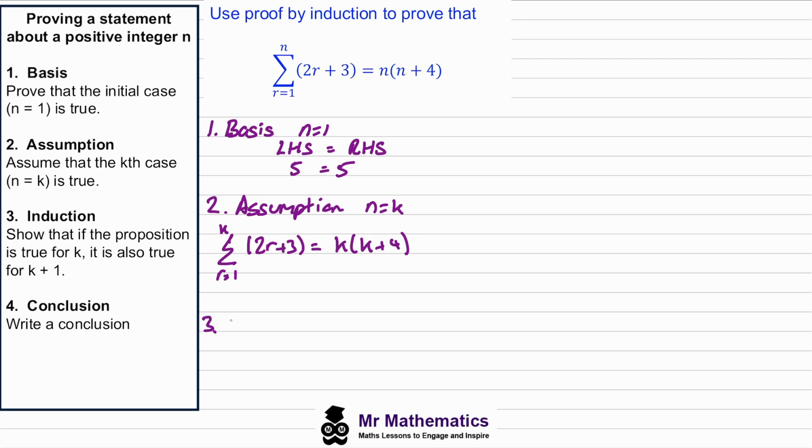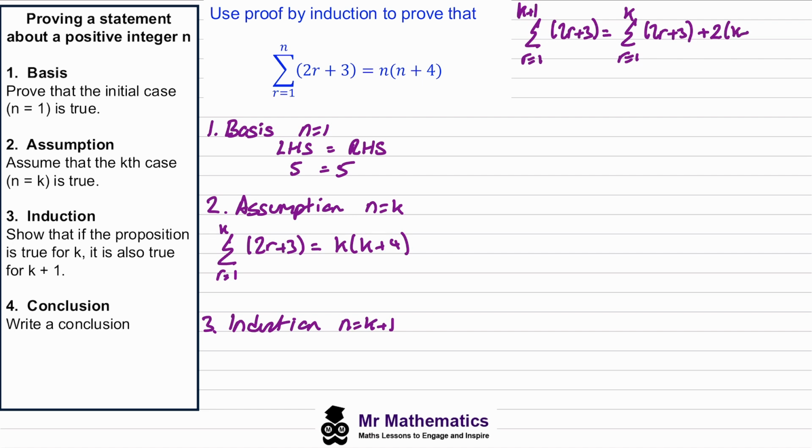For step 3, our induction, this is where we let n equals k plus 1. And we need to show it is true for n equals k plus 1 when assumed true for n equals k. So if we write this as the sum between r equals 1 to this n, which we're saying is k plus 1, of 2r plus 3, is equal to all the terms between the first term and the kth term, plus the final term, which will be where r is k plus 1. So plus 2 lots of r plus 3.